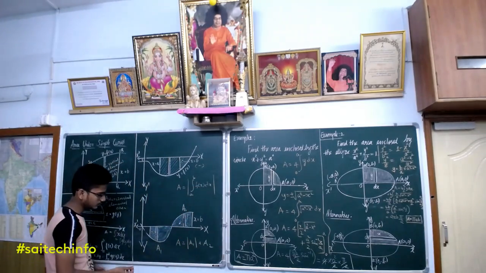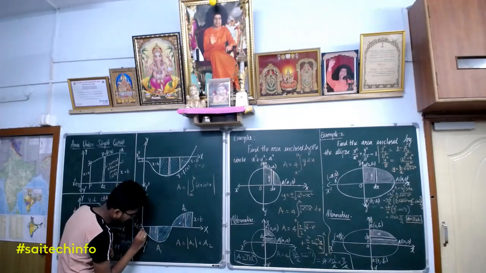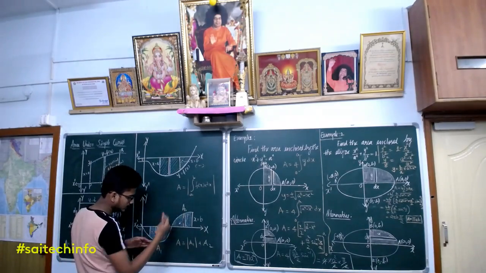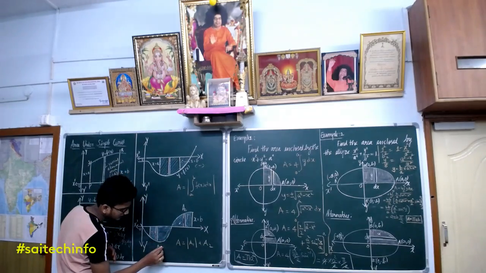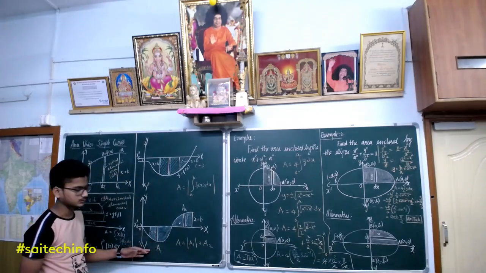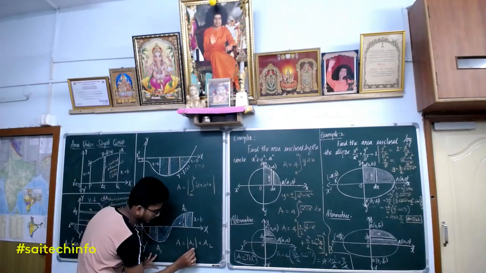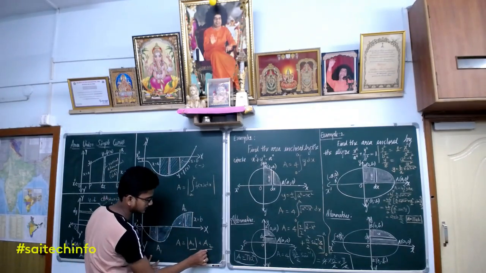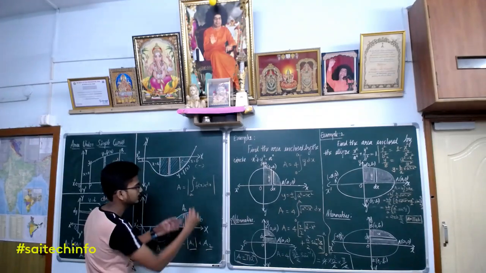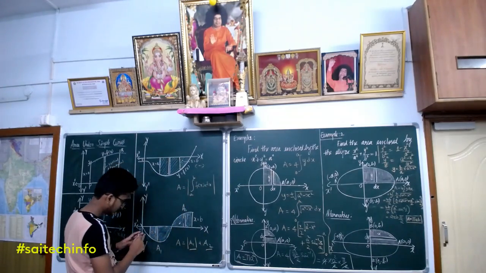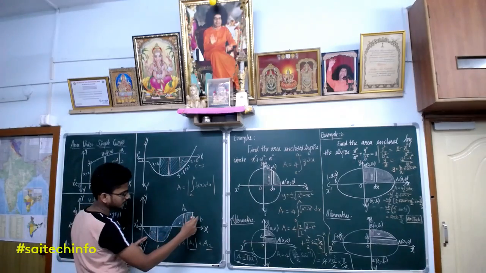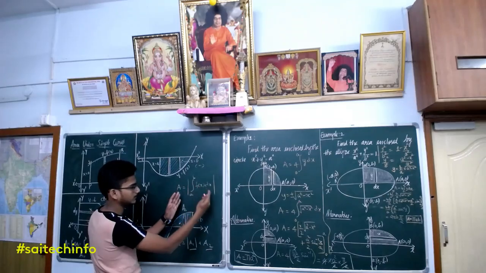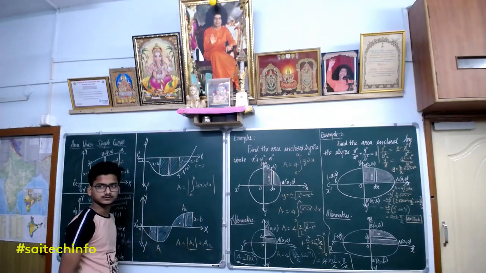Next, moving on to the case where the area is both below the axis and above the axis. Below the axis, as I said before, the area comes as a negative value. So we apply the modulus only to A1 and write the area of A2 as it is. So for A1 we apply the integral of a to b f of x dx with modulus, and for A2 we don't apply a modulus as the values are positive.